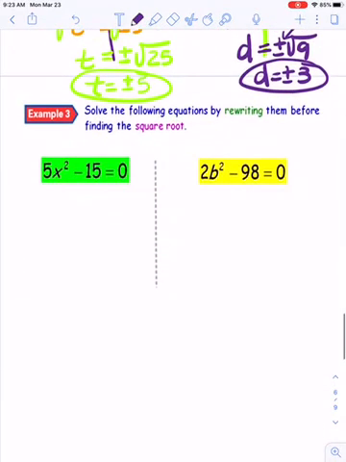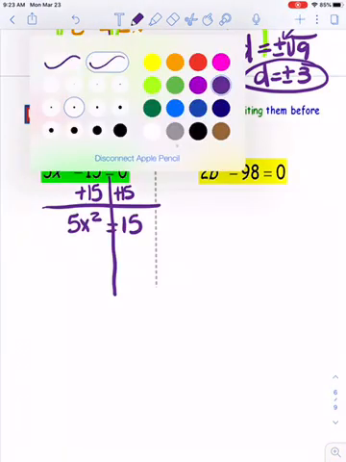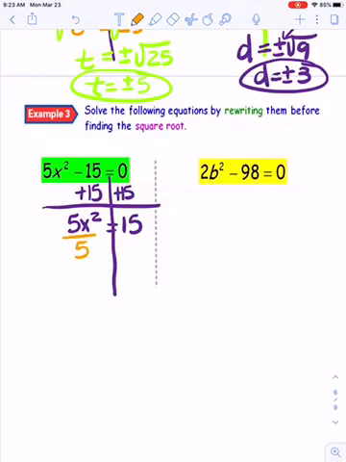Last one here. Let's do this first one. And if you wanted to pause the video and try this one by yourself, that probably wouldn't be a bad idea. But here, if I'm solving for x, I'm going to add 15 to the other side. So I get 5x squared is equal to 15. I'm now going to go ahead and solve for x. So I'm going to divide by 5 on both sides. So I get x squared is equal to 3.